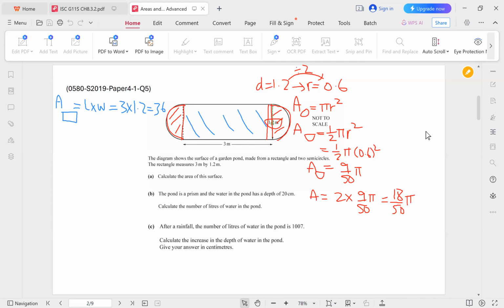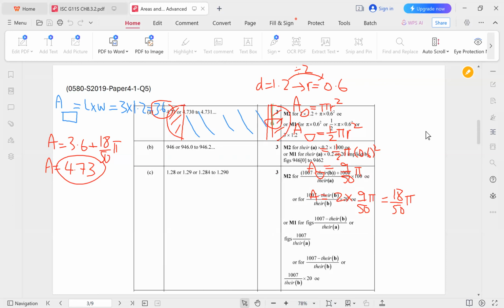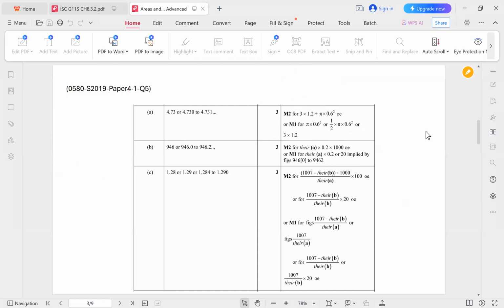So the total area would be 3.6, which is this number here, plus 18/50 multiplied by pi. We use the calculator to find this. And the final answer is going to be 4.73. So the area is equal to 4.73. Let's check the marking scheme to make sure that we are okay. 4.73 is the correct answer for question A.